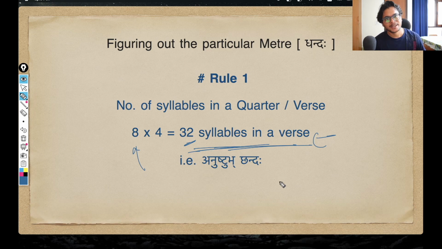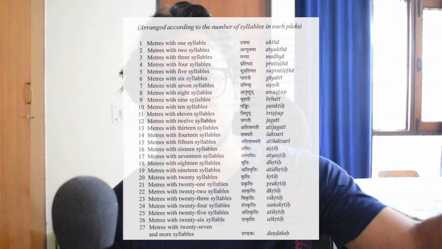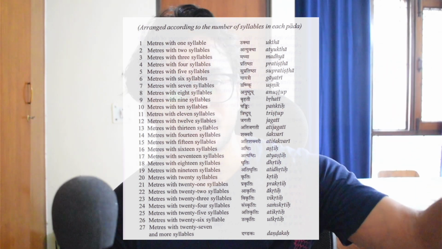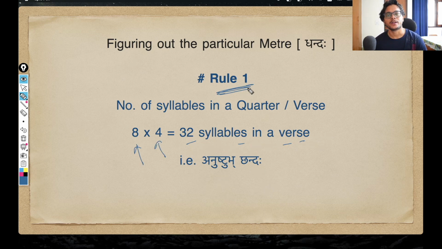If you open the list of all the chandas, that list will tell you that if there are 6 syllables in a verse, it is that chanda. If there are 7 syllables, it is that chanda. 8 syllables, that chanda. So the list goes on. Based on that list, 32 syllables in a verse, if that is the case, then the chanda is Anushtubh Chanda. This is the name, Anushtubh Chanda. And that is rule 1. That is the first way of coming to this chanda: the number of syllables in a quarter or in a verse.